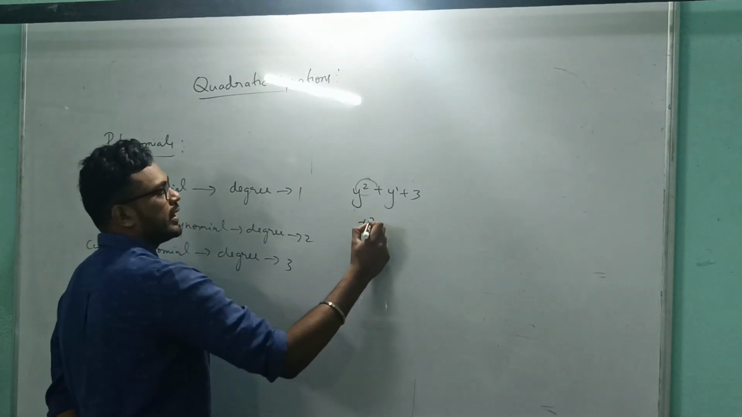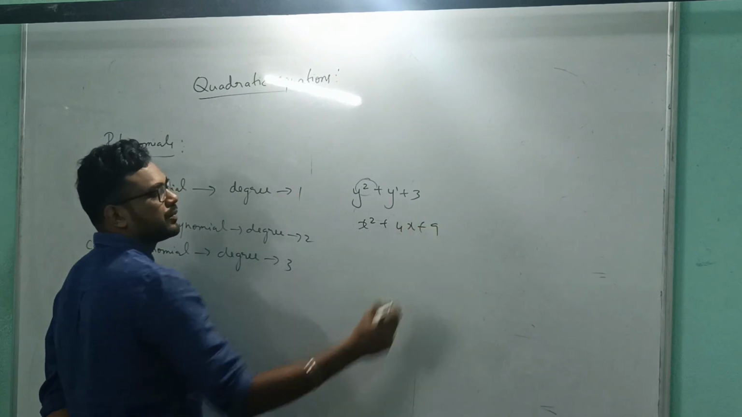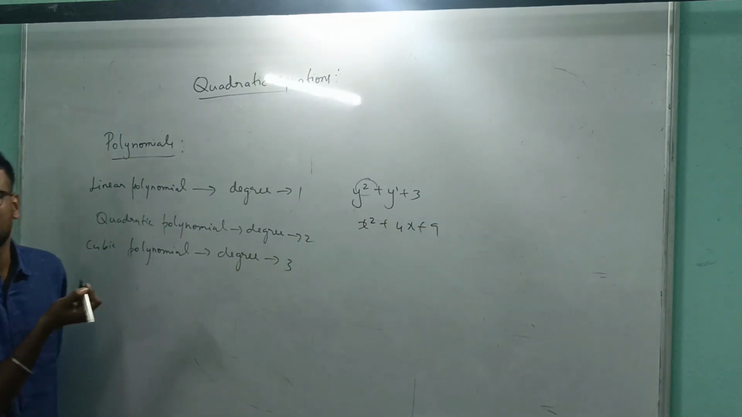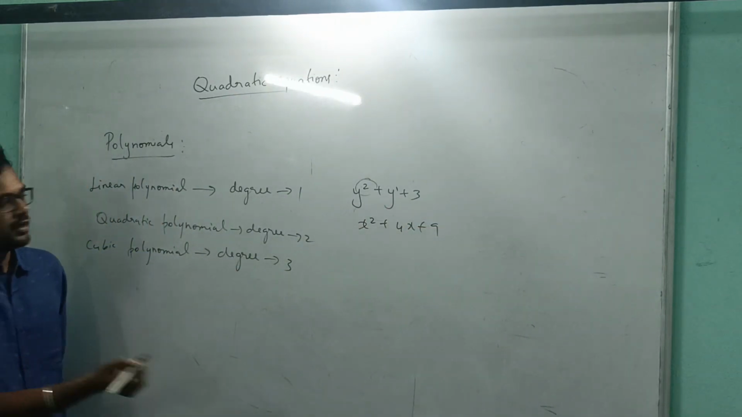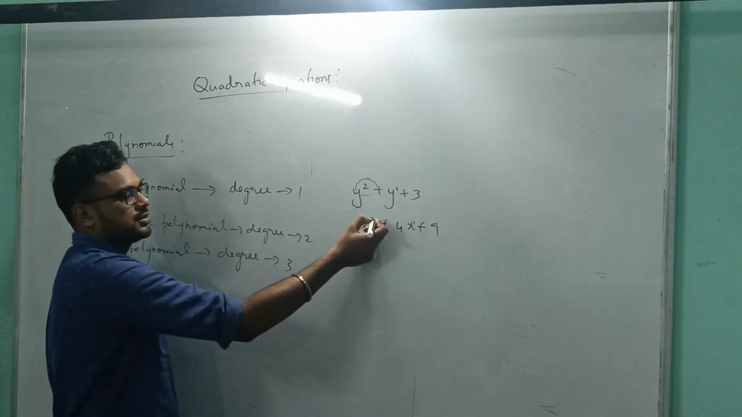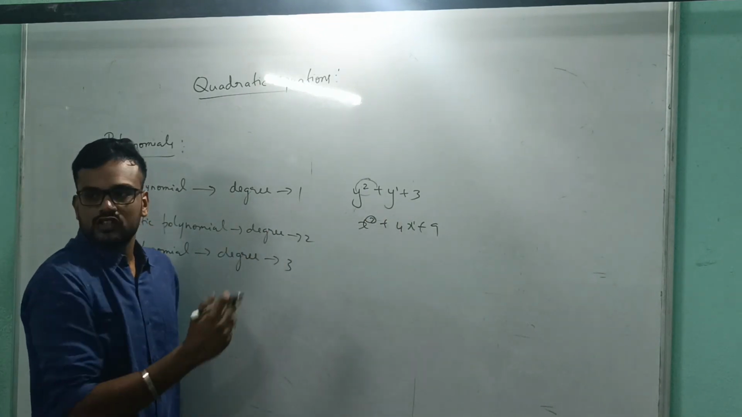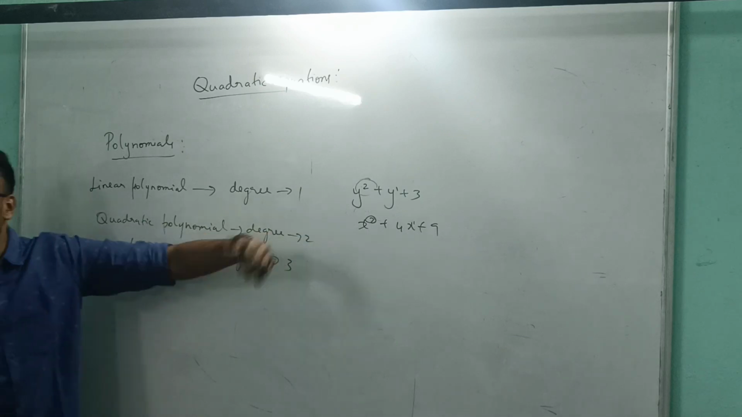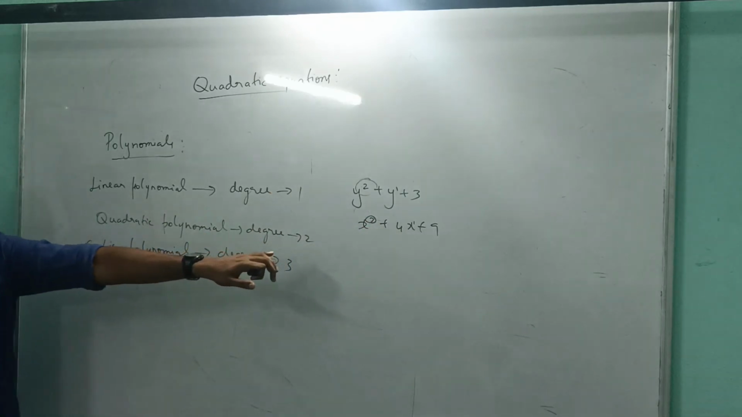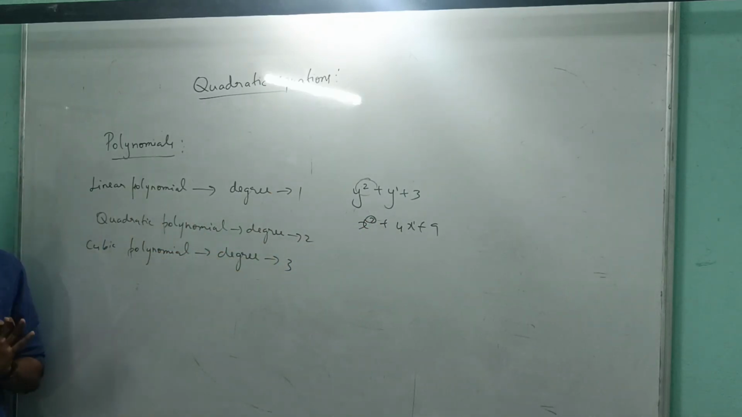You have x square plus 4x plus 9. Here what is the highest power of the polynomial? 2. Correct, right? Here x is to the power 1, here x square. Highest power is 2, so the degree is 2. Such a polynomial is called a quadratic polynomial.